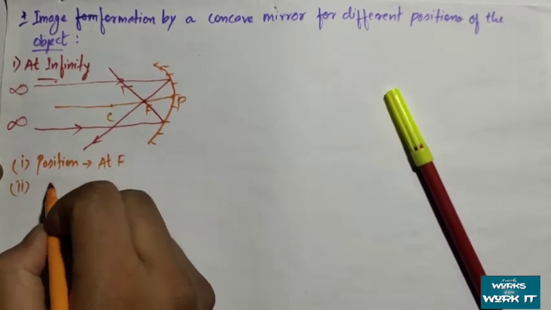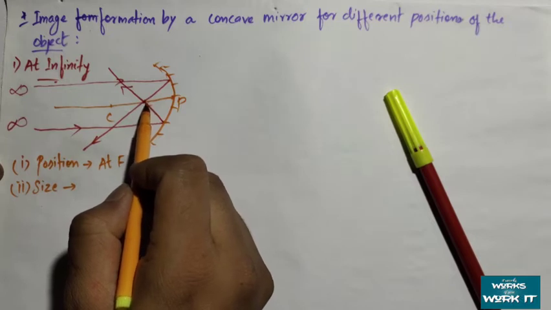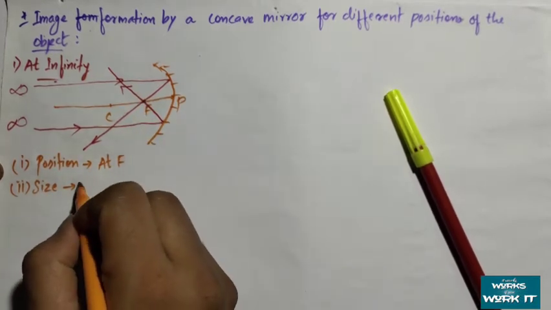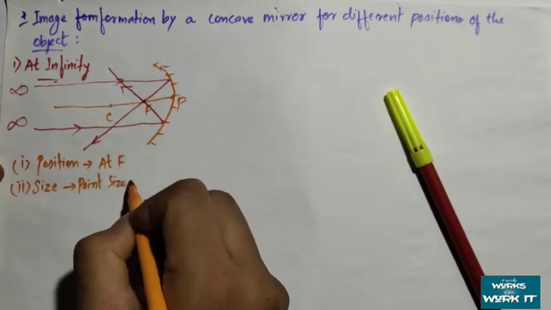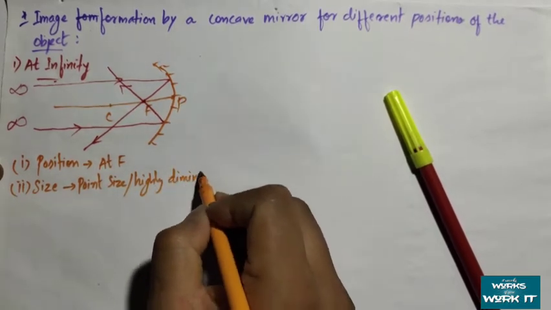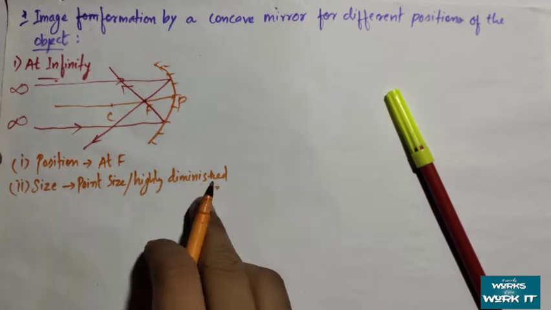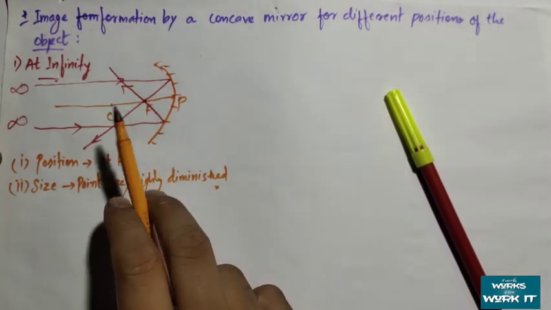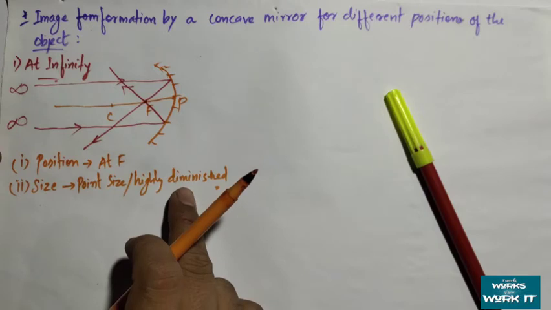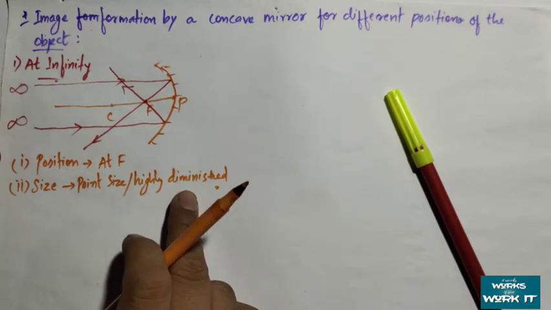Okay. Next one, we need to know about the size of the image. So if you see here, what will be the size of the image? The reflected rays are crossing over a single point. So we can say that the size of the image is point size, or we can say highly diminished. This word is used when the image is much smaller than the object. It is little bit bigger than the point size, it can be said as diminished, that means smaller than the object. We can use the word diminished in place of smaller, and more than small it is called highly diminished.